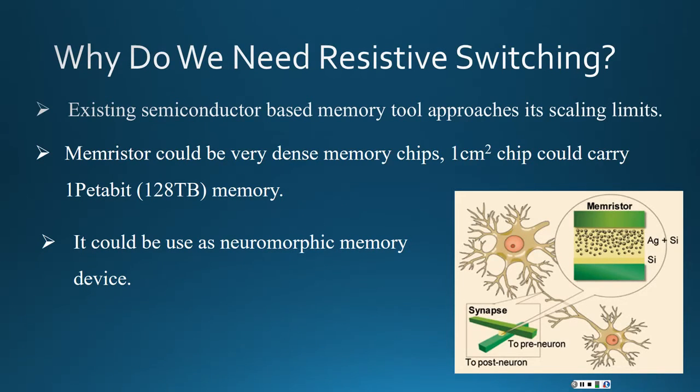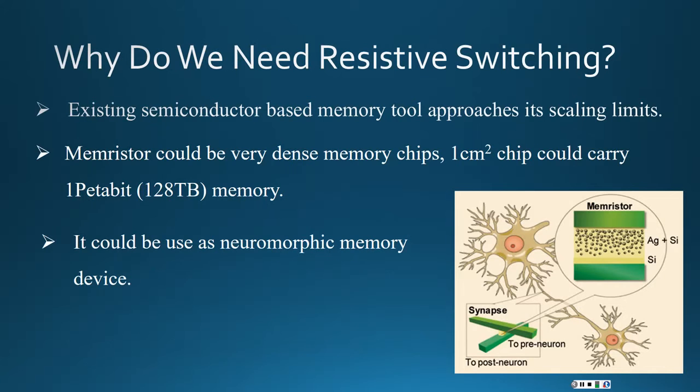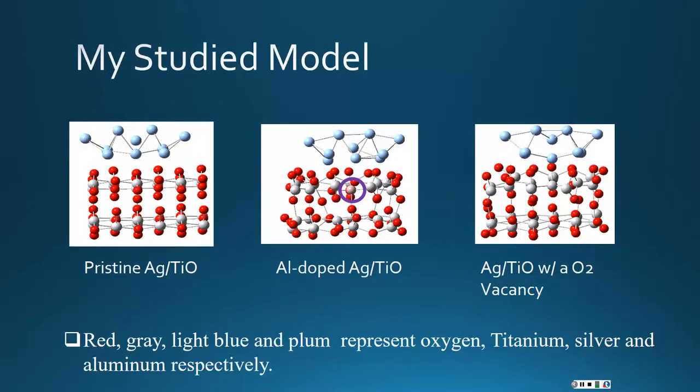In one sentence, recent semiconductor based technology is almost at the theoretical limit, so we need new mechanisms. This would be the replacement of these devices, and it can be used for things like neuromorphic device designs. So to do this, I consider my models. In my models, I am considering one titanium oxide layer with one metal layer on top of it to study these properties.